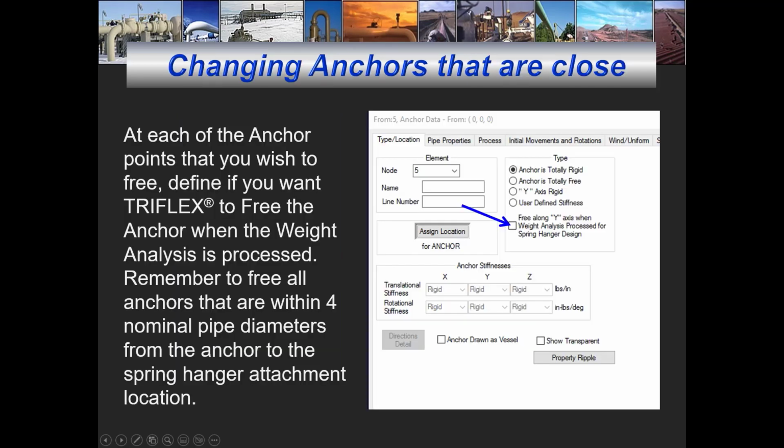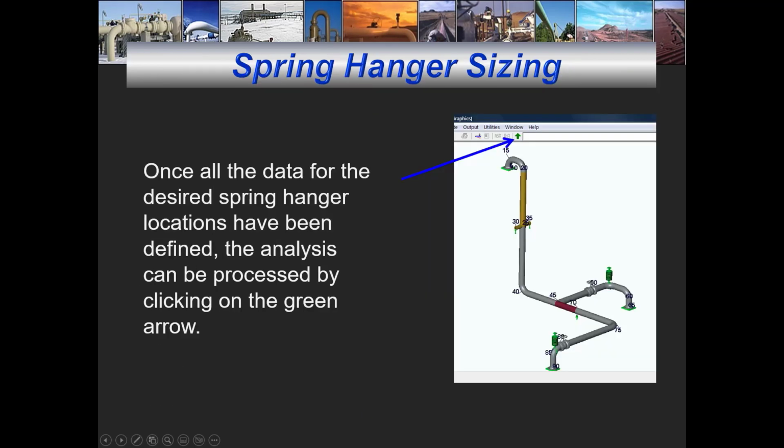So what do you do? Well, you have to set your anchor as free in the Y, but only during the weight analysis that is processed during the spring hanger design. Everything happens in the background automatically, except that you have to set it free along the Y when the weight analysis is processed for spring hanger design. You don't have to do anything if it's less than 4 pipe diameters away.